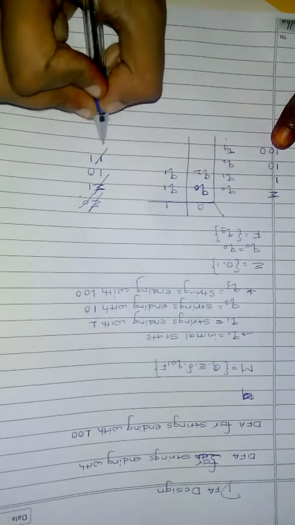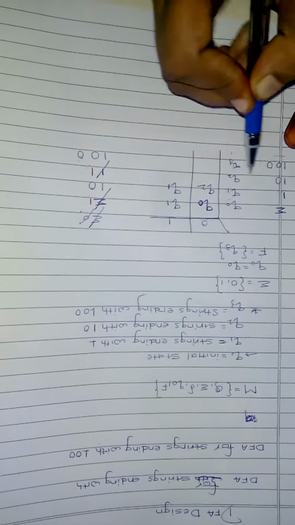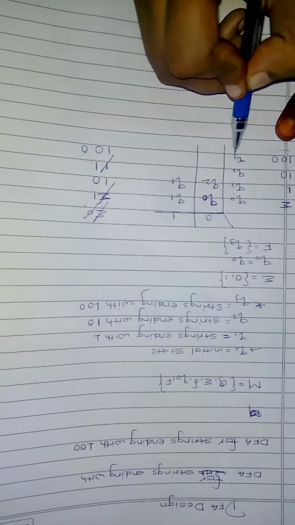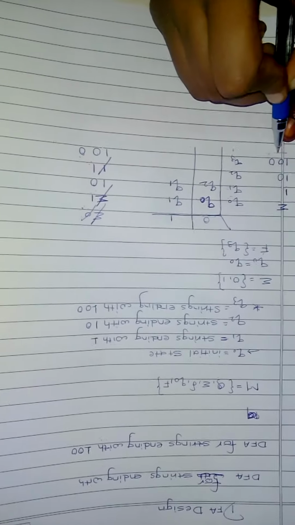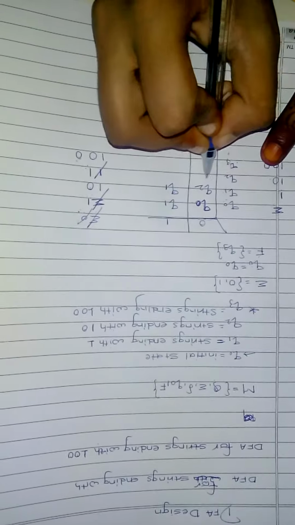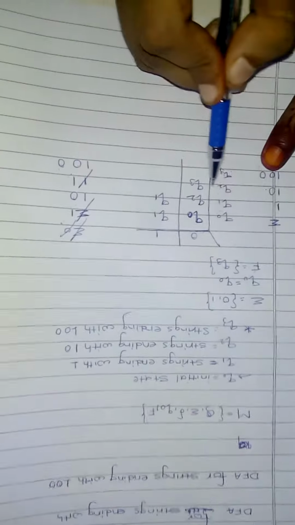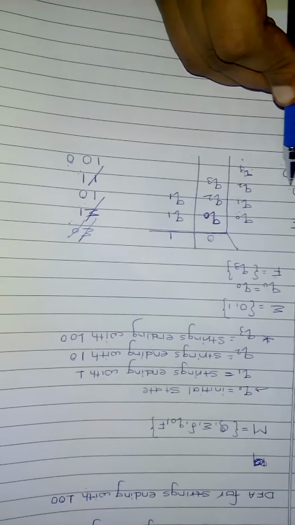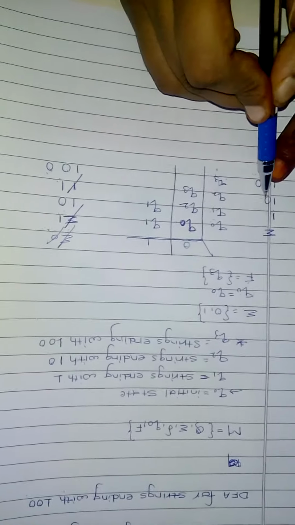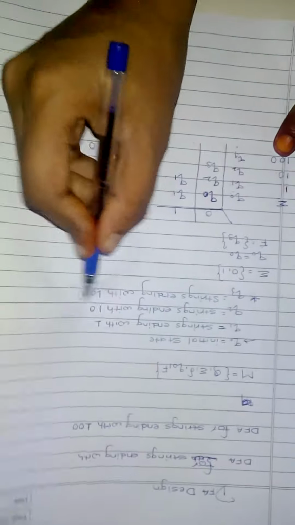1 0 0. Is it present? Yes, it's present, as q2 encounters 1 0 0 and it goes to q3. So now we are going to write here q3, as strings ending with 1 0 0 are at q3. So you take 1 0 0 from q2, it will go to q3, while satisfying this condition.